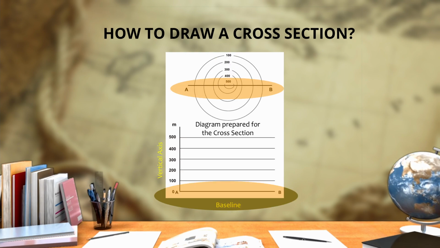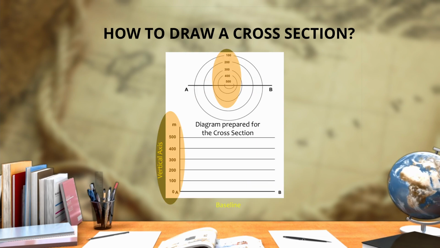So first, on this diagram, we have the area from A to B, which is highlighted, and then it is also highlighted again on the baseline correspondingly. And then secondly, the area which is highlighted vertically on the contour maps, correspondingly again on the vertical axis.